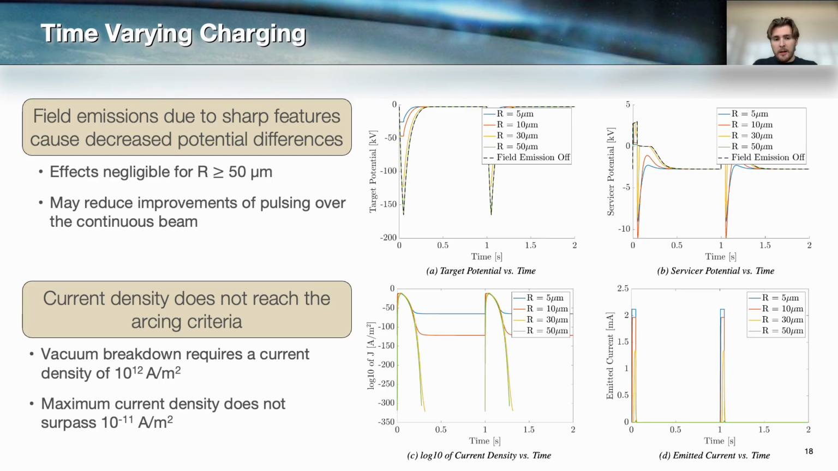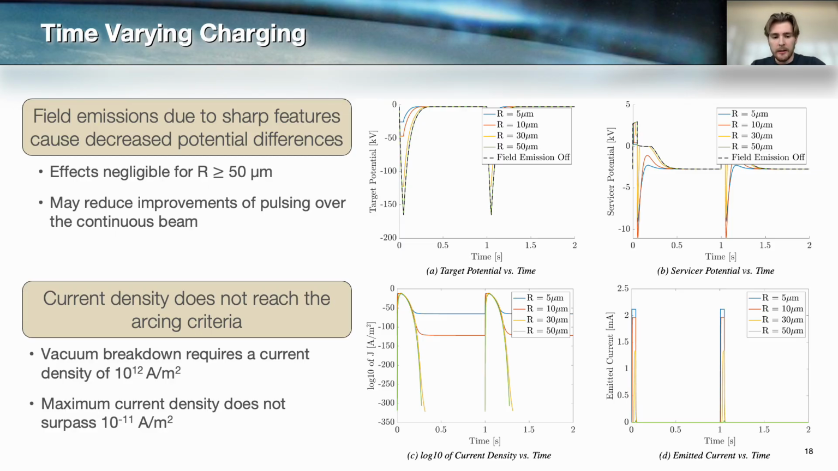Now, this is only really the case for small surface features. If we look again at both these plots, for the green curve, which represents a surface feature of 50 micrometers in curvature, we see that this green line is basically the same as field emissions not existing for the simulation. So we would assume then that any radii that are greater than 50 micrometers would not have any notable effects. So we would still see improvements for any target spacecraft that do not have features below that 50 micrometer cutoff.